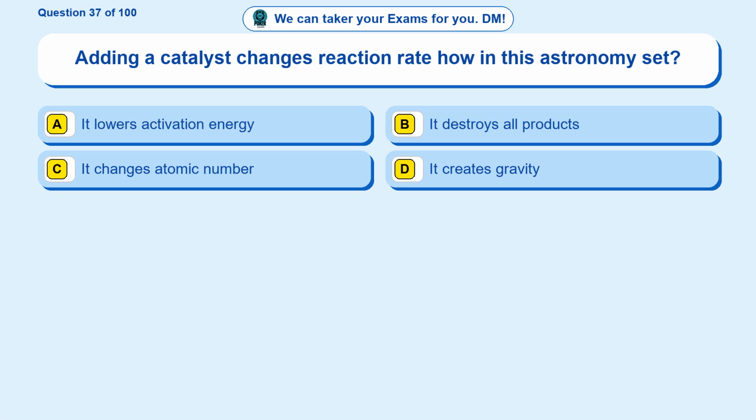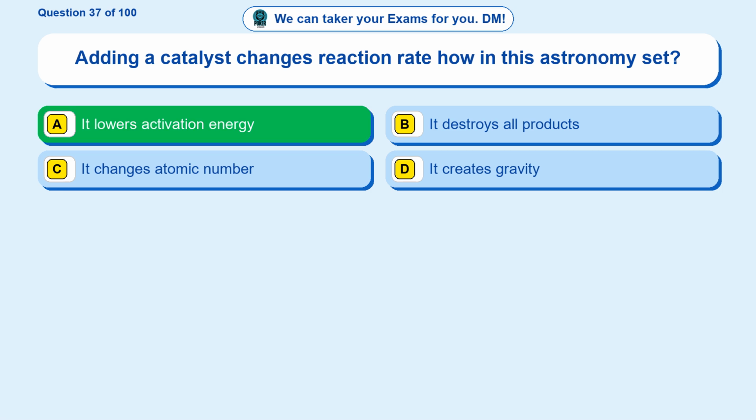Question 37. Adding a catalyst changes reaction rate how in this astronomy set? Option A. It lowers activation energy. Option B. It destroys all products. Option C. It changes atomic number. Option D. It creates gravity. The correct answer is option A.